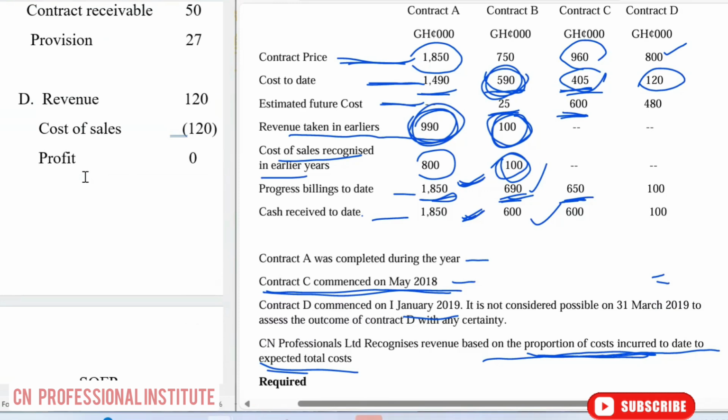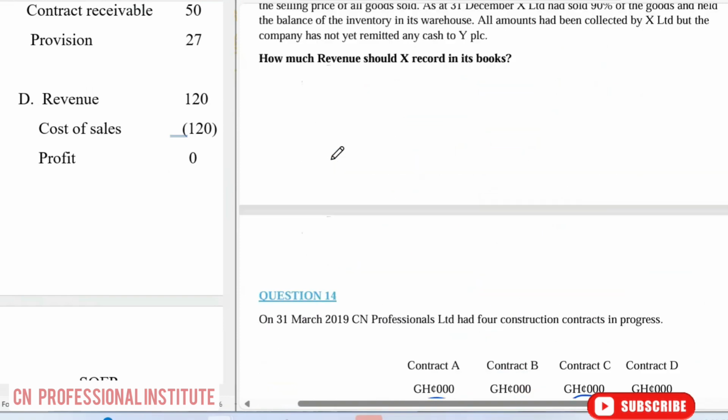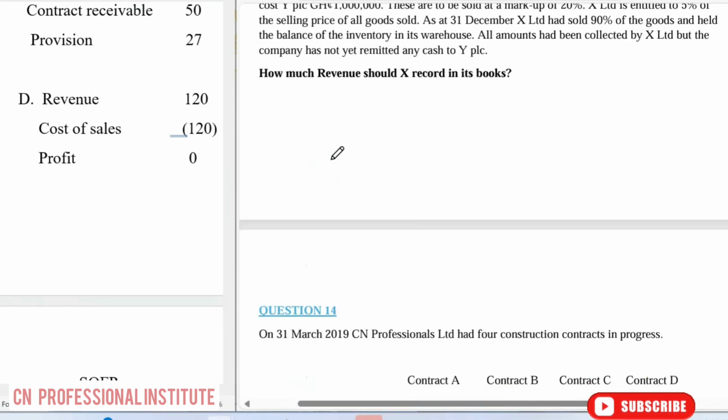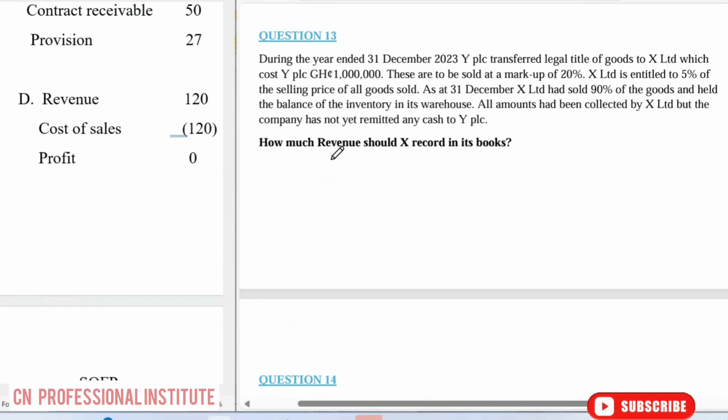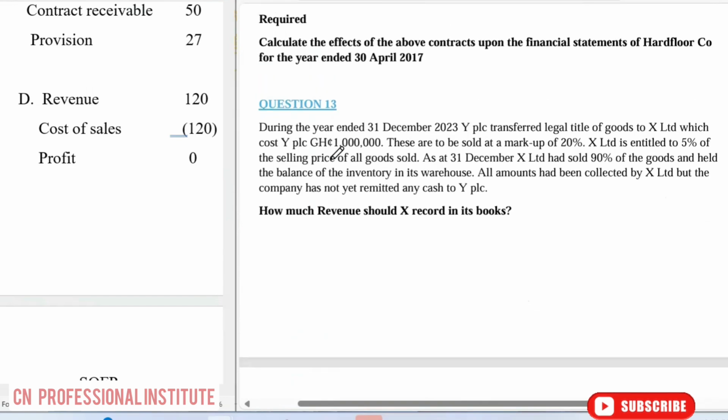Then we can measure progress. So the stance, if you cannot measure progress or the outcome cannot be determined with reasonable certainty, then we have to record revenue equal to our cost of sales or record revenue equal to our cost to date so that our profit will be zero, right? So that's question 14. It's not difficult, but it's a bit something.